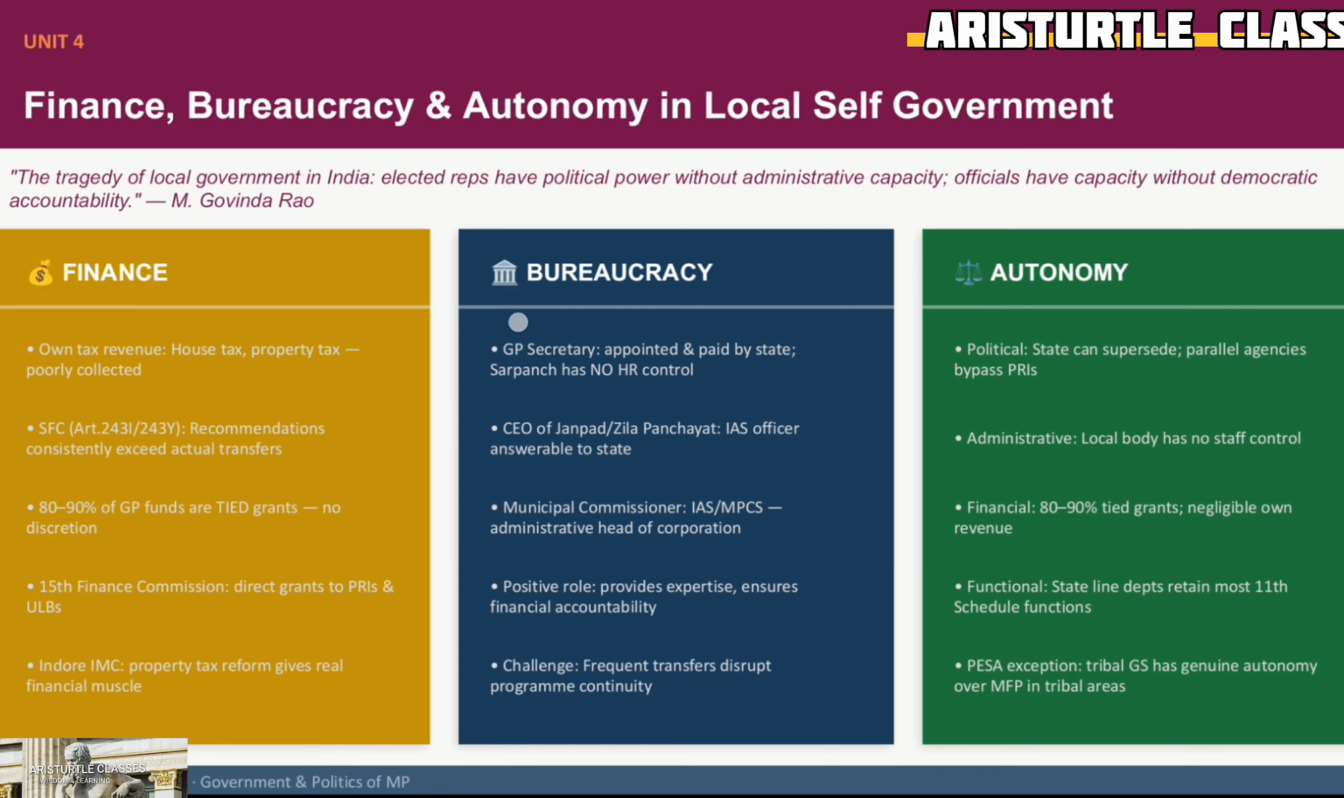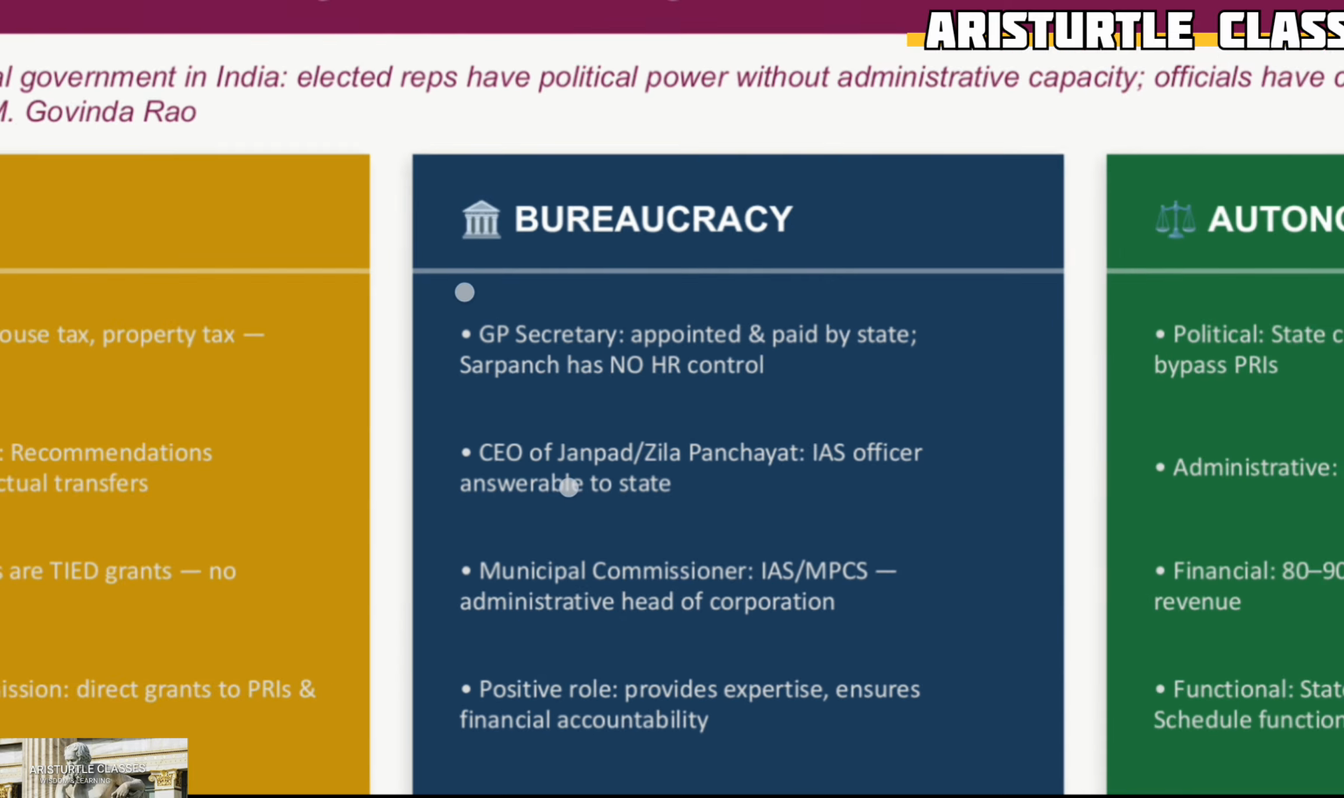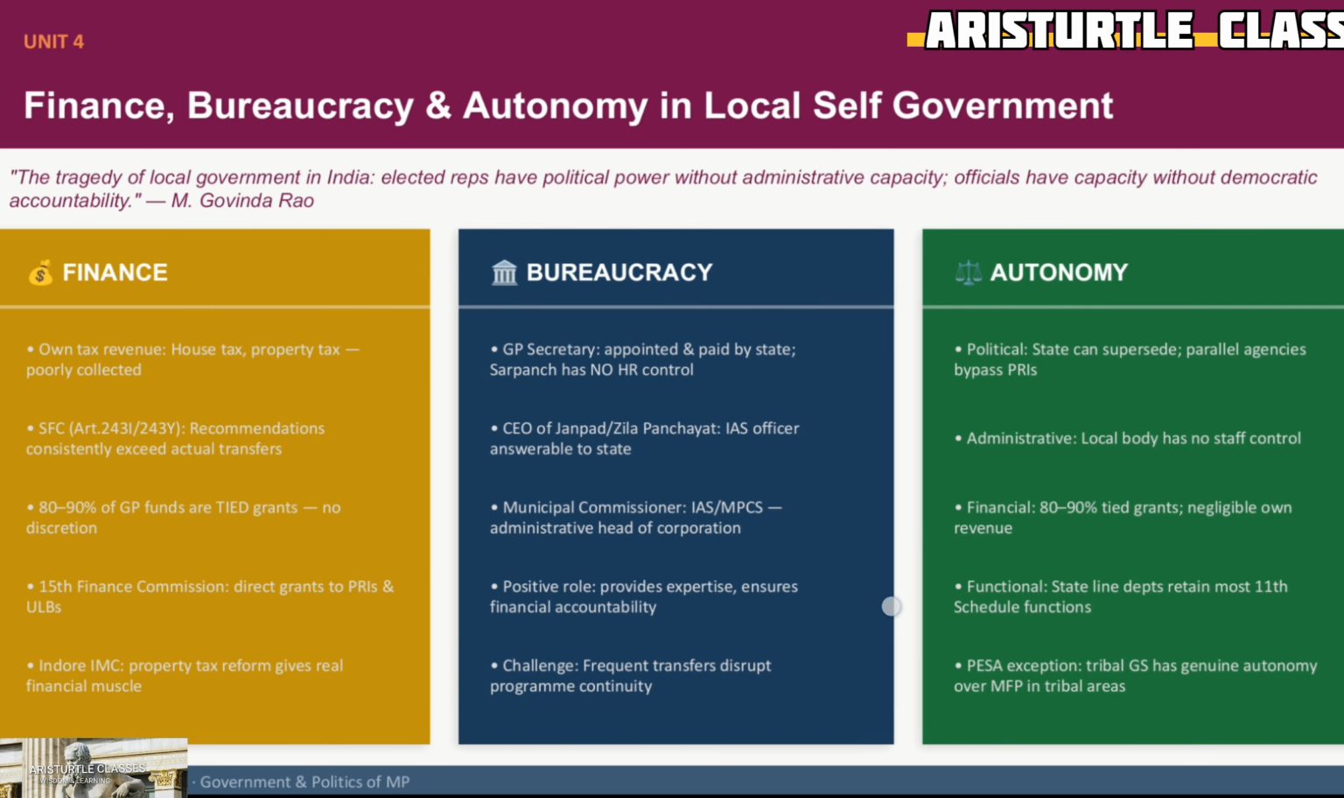Talking about bureaucracy, we have bureaucratic officials at every level. We have the Gram Panchayat secretary at the very grassroots level who assists the Gram Panchayat and Sarpanch. We have Janpad and Jila Panchayat CEOs. We have municipal commissioners who assist the administration. There are some frequent challenges, some major issues in India like corruption and delay in decisions. Those are the challenges we need to fight.